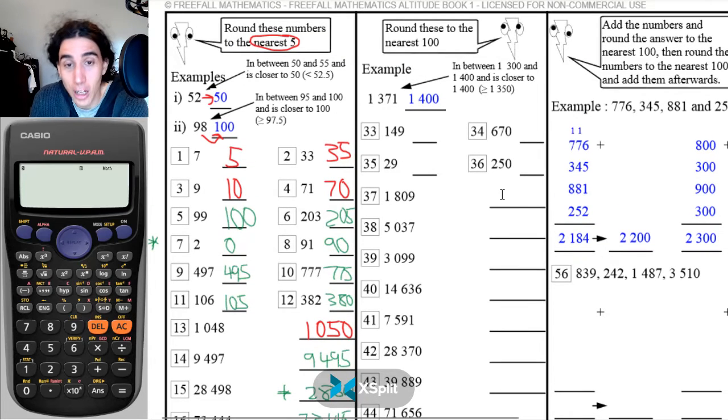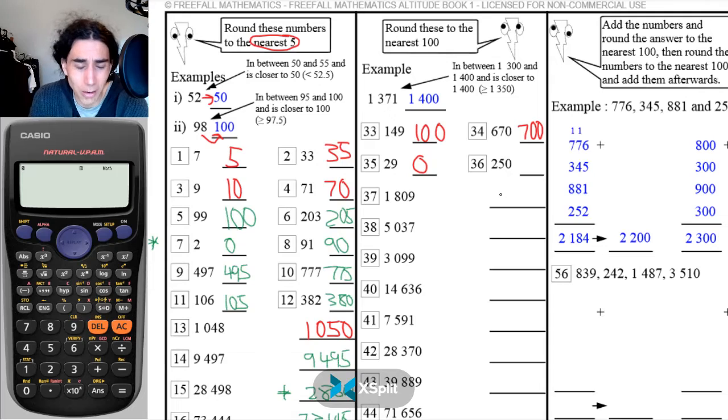Now, nearest 100. So this one here, 149. It's between 100 and 200. It's closer to 100 because 50 is the halfway point. 670, it's between 600 and 700, closer to 700. 29, between 0 and 100, another one of those 0 ones.